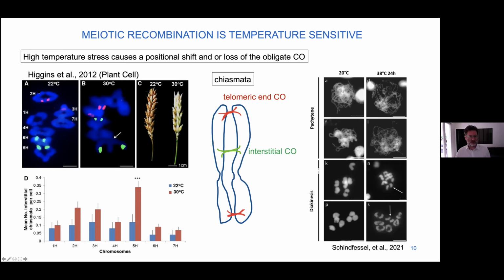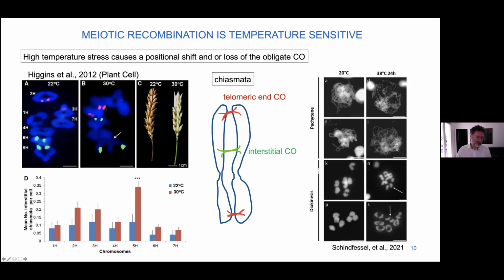And when chiasmata are formed, they typically form near the telomeric ends of the chromosomes. As a consequence of that, we see the barley chromosomes often as a ring-shaped structure, like shown here in panel A. However, at higher temperature, the position of the chiasmata seems to shift towards more internal positions, and then they are called interstitial chiasmata. And these chiasmata correspond, in fact, to crossovers.